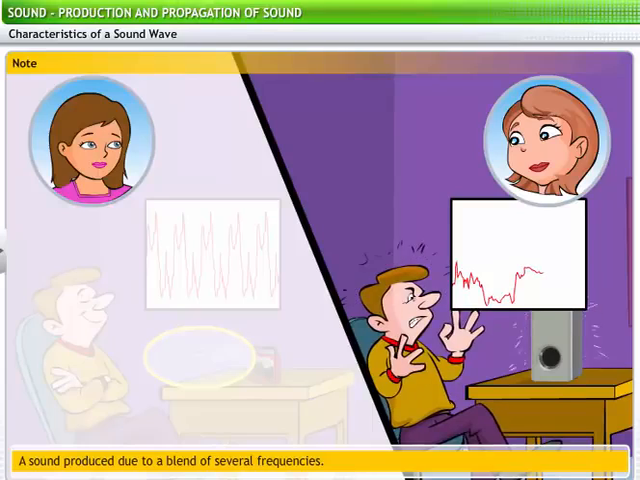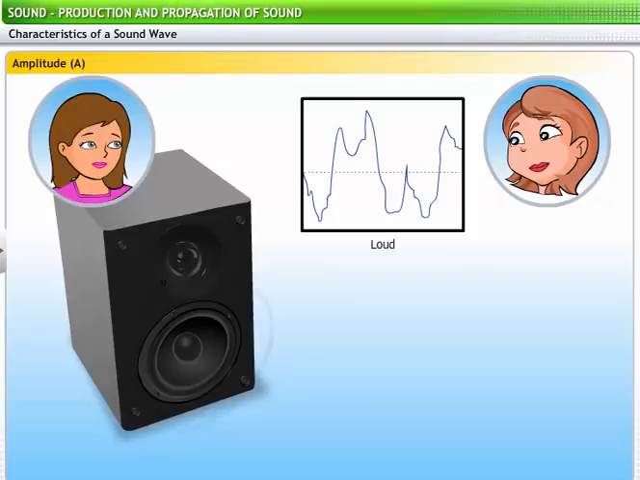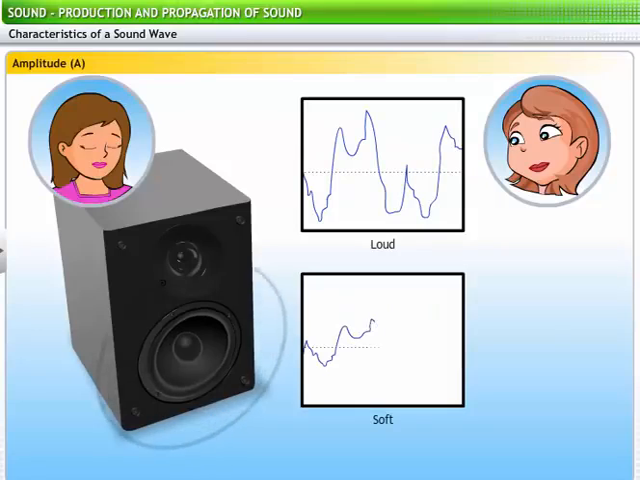Now, listen to these sounds. Can you hear me? Can you hear me? What was the difference? One sound was loud and the other was very soft. What makes these sounds different? It is a characteristic called amplitude. The loudness of a sound depends on its amplitude.